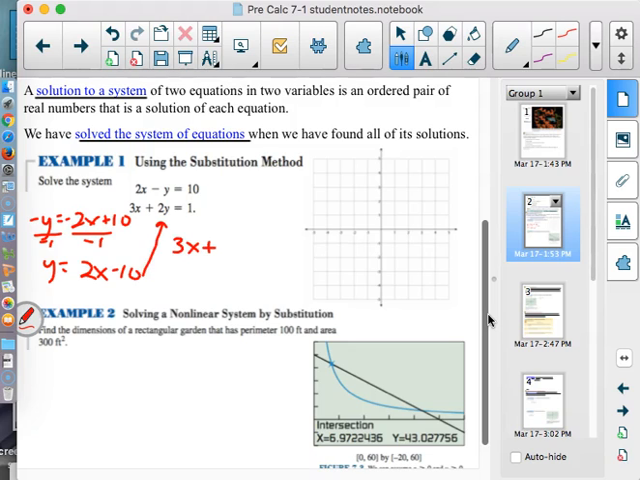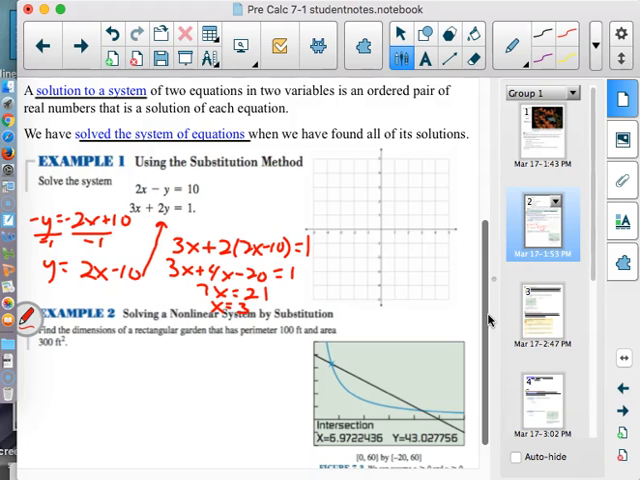So 3x plus 2 times (2x minus 10) equals 1. Well, that'll be 3x plus 4x minus 20 equals 1. 7x, if we add 20 to both sides, gives us 21, which comes out to be a very lovely 3. So we get a nice integer here. I'm definitely not going to tell you that every answer you get in the homework is going to be a fabulous number, but this is a nice one. We get a nice integer. Now, we've got x equals 3.